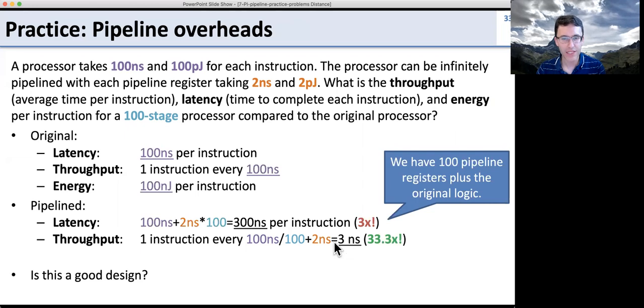Think about what the last pipeline stage in the processor is. It has 1 nanosecond of logic, the 100 divided by 100, and 2 nanoseconds of pipeline register. So every 3 nanoseconds we'll finish an instruction. So it's 33.3 times faster, assuming we can keep the pipeline full.